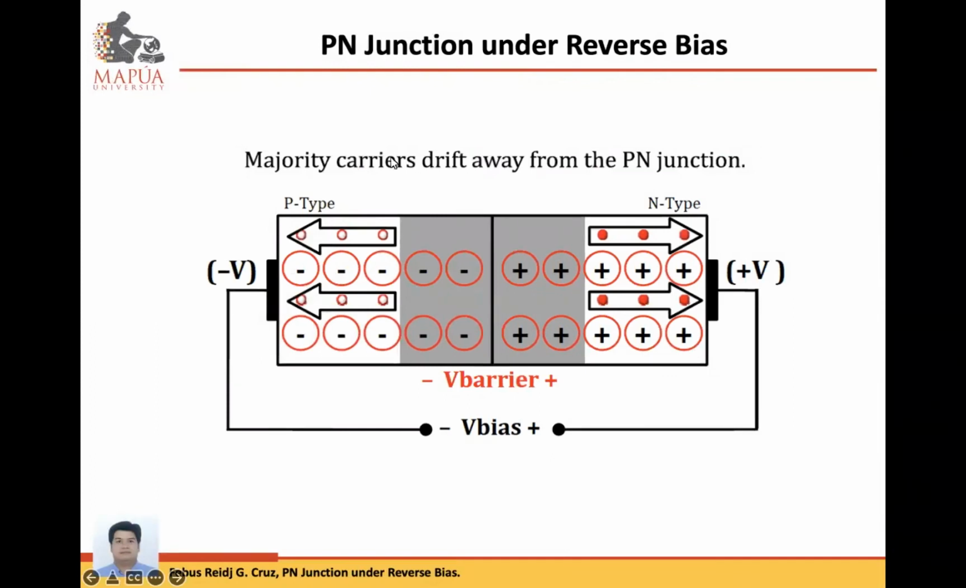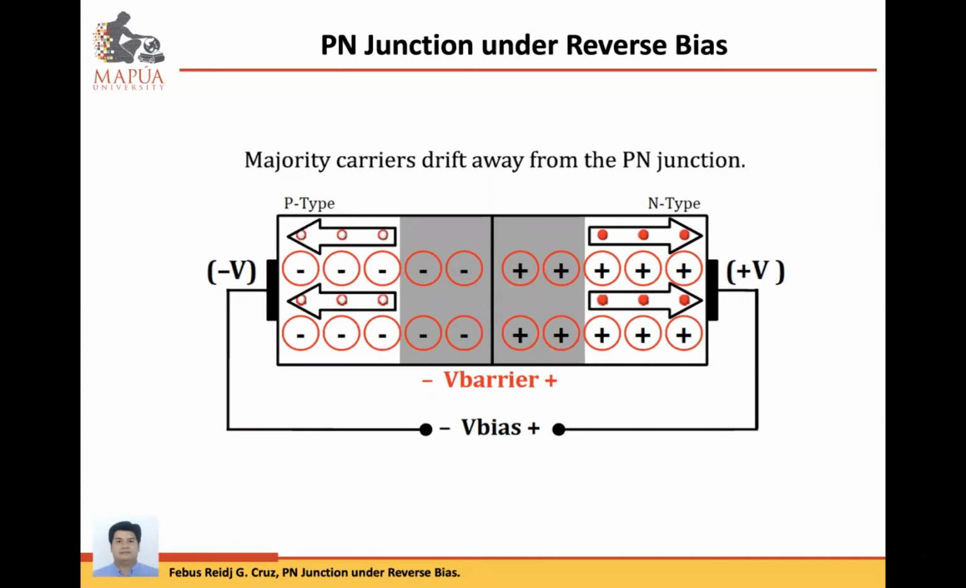And because of that, the majority carriers will drift or flow away from the p-n junction. Since you have negative voltage on the p-type, this negative potential will attract the positive holes. So the holes will move towards the negative. They will move away from the p-n junction. On the other side, since we apply positive voltage, this will attract the negative free electrons. So the free electrons on the n-type side will move towards that positive voltage, and will move away from the p-n junction. Right? So is this clear?